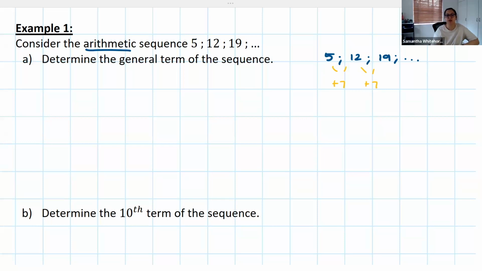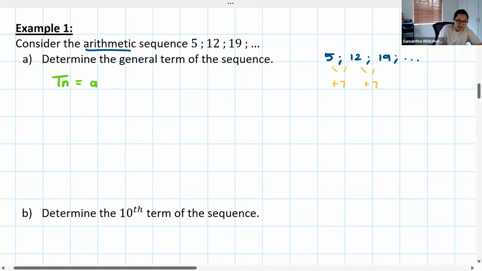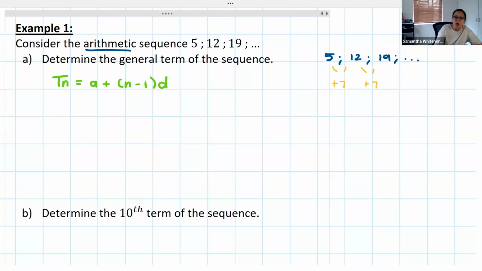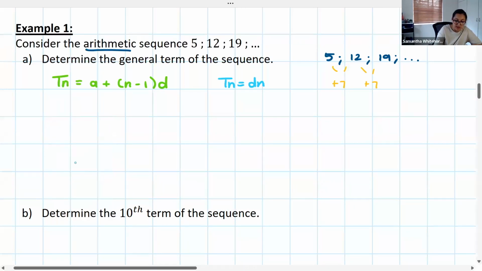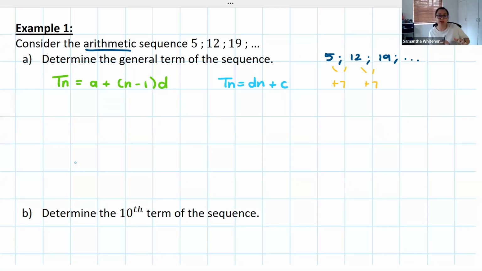Nice, Katlego, very nice. It is exactly that. So one of the formulas we can use is Tn = a + (n - 1)d. One of the other formulas that we can use, and I don't know how often people use it, is Tn = dn + c. I'll do both just so that you can see how you would approach both of them. And then you can decide what you want to use.